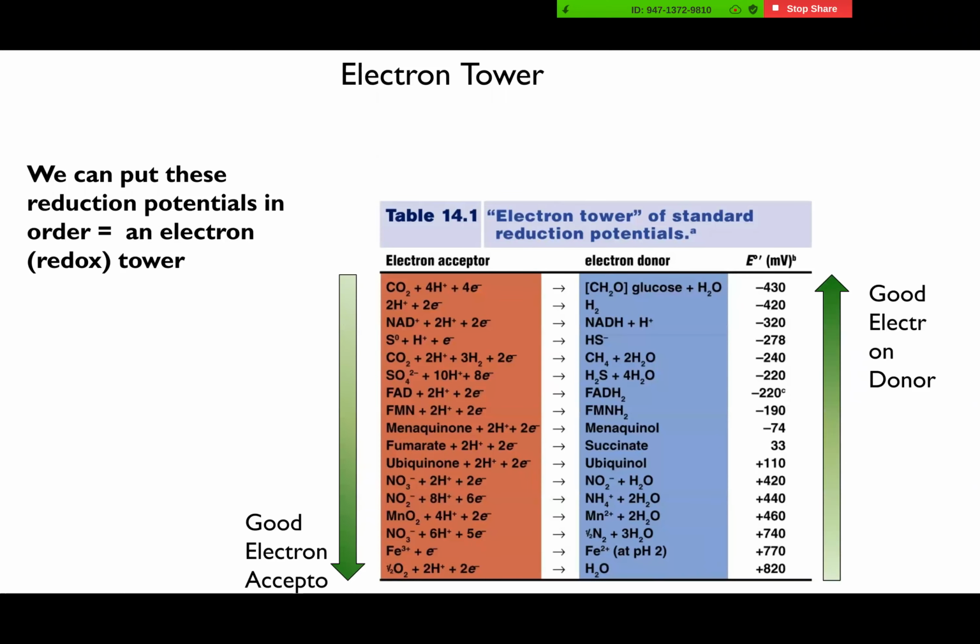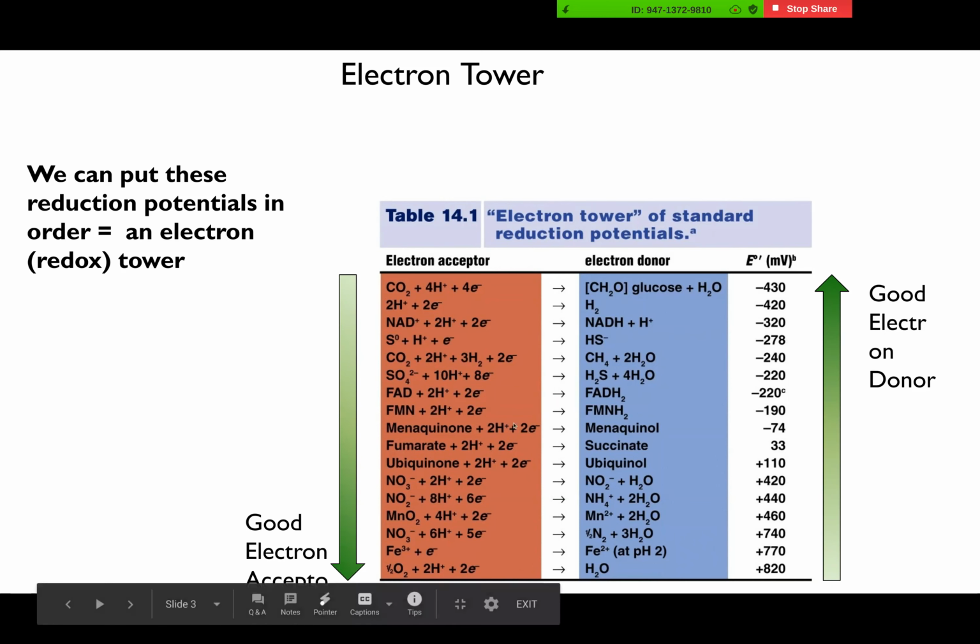Now, we spent a lot of the past few classes talking about this electron tower, so we could put the reduction potentials in an order. We have good electron acceptors as we go from the top to the bottom, with oxygen being the best, and good electron donors as we start with water on the bottom and move all the way up to glucose at the top.